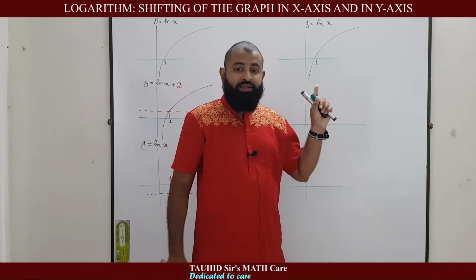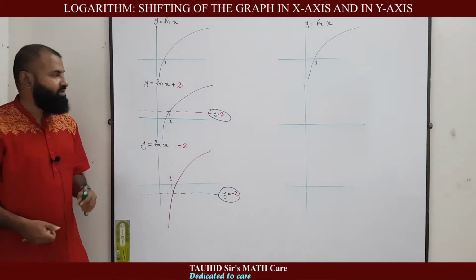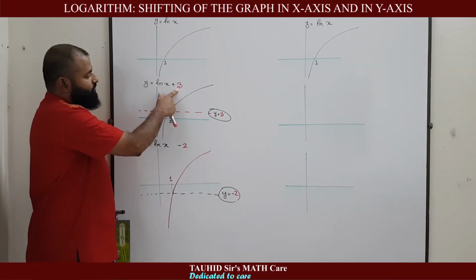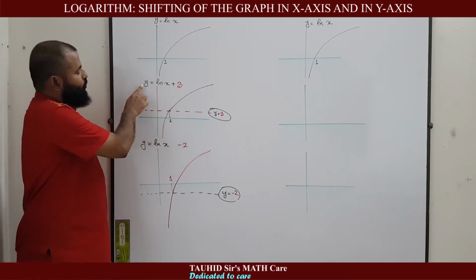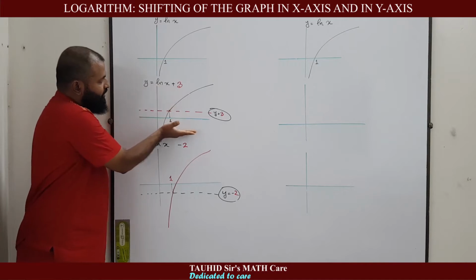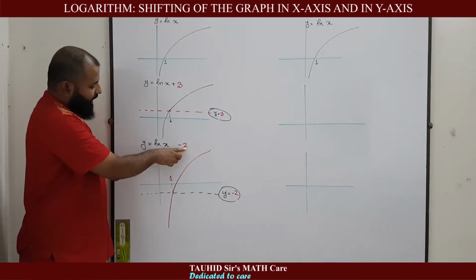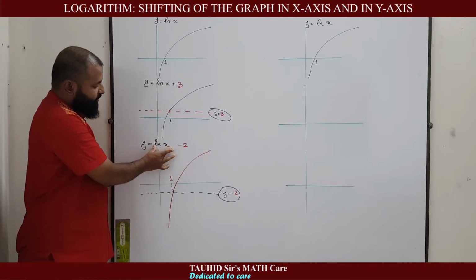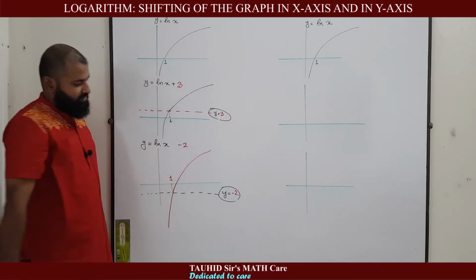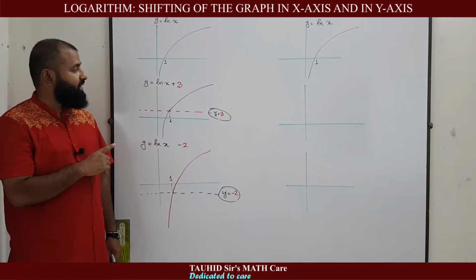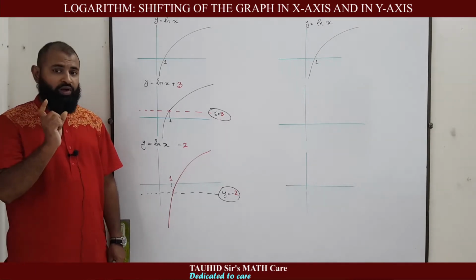Now we will see the x-axis shifting. Here I have shown the y-axis shifting. A value is being added to the whole function. When we have added a 3 to the whole function, the whole graph has been raised 3 units. When a 2 is subtracted from the whole function, the whole graph descends 2 units. This is the case when a constant is being added to the whole function.